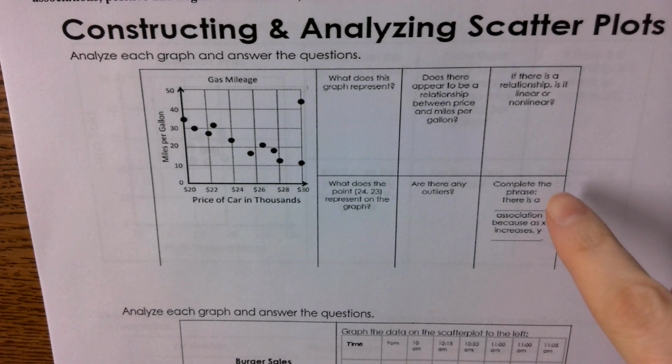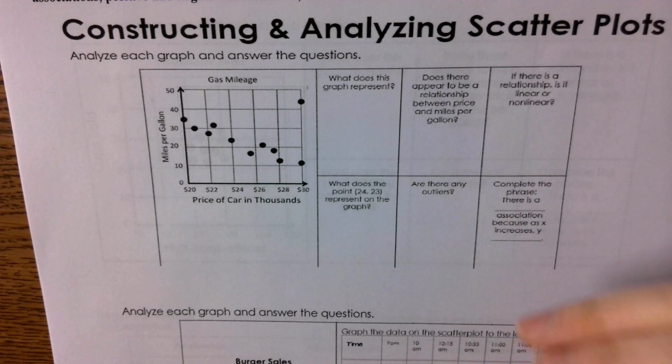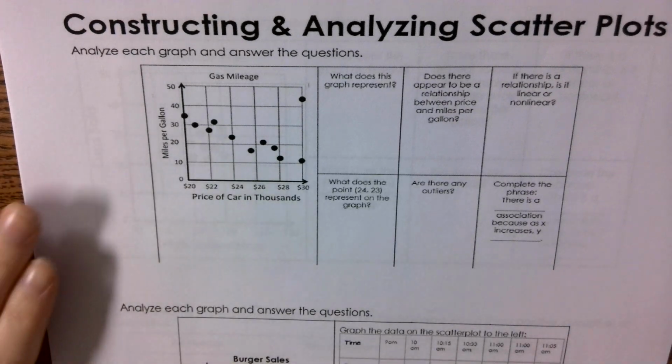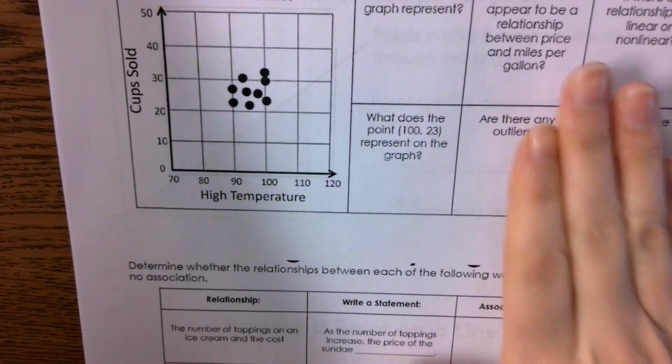And then you're going to complete the following phrase. There is a blank association because as x increases, y blanks. So obviously, if there's a positive correlation, when x increases, y should increase. If there's a negative correlation, when x increases, y should decrease. Okay? You're going to do that for those two problems and for the back, those two problems. That is your assignment for today.